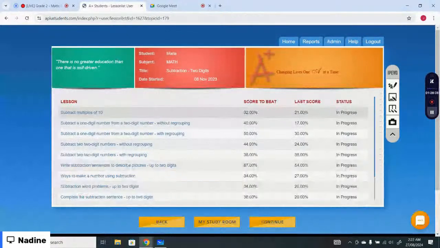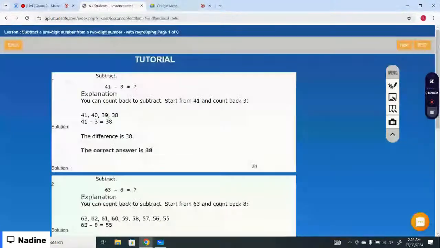The next lesson is subtract a one-digit number from a two-digit number with regrouping. So 41 take away 3. Let's just start with the lesson.